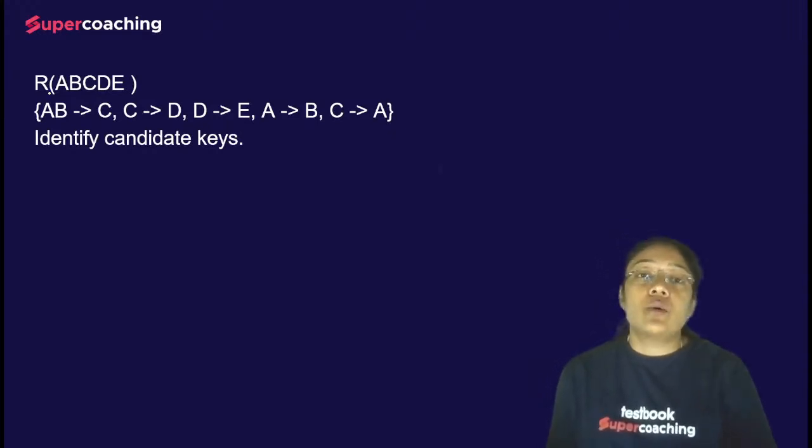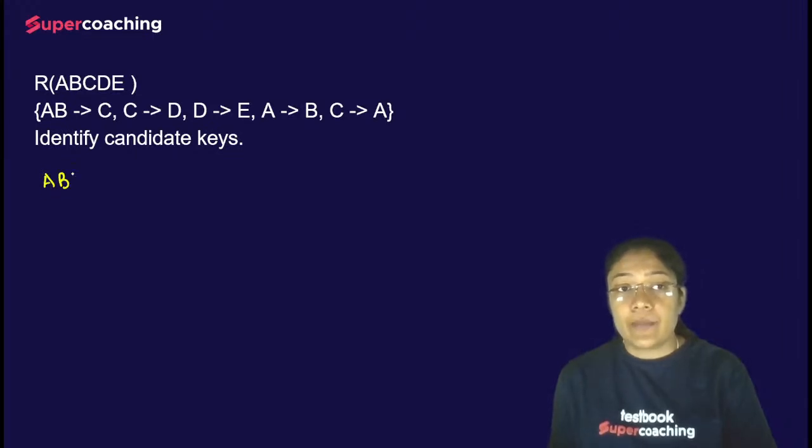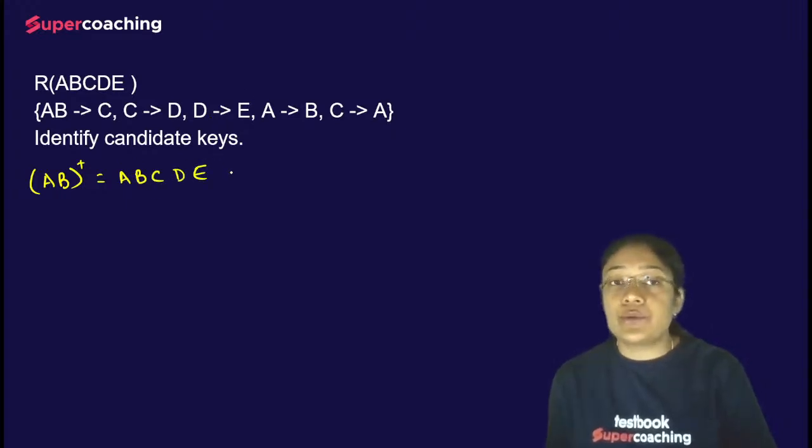Okay, so let's see here. We'll start with AB. AB closure is determining A, B, C. C is determining D. D is determining E. And all the attributes are determined.